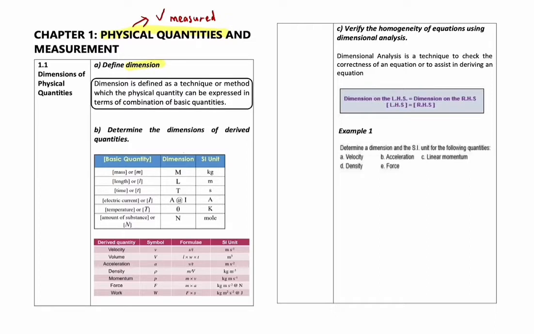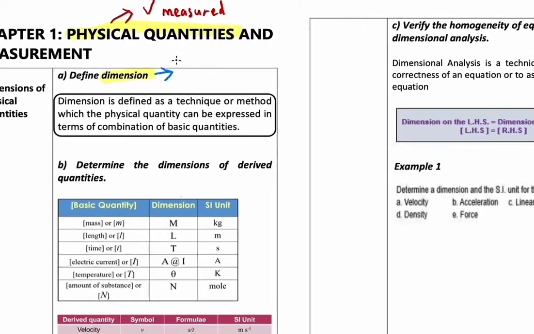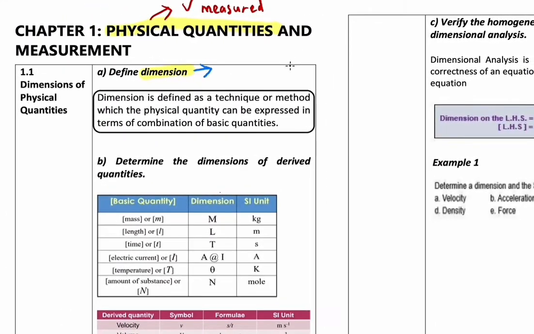define dimension. So what is dimension? Dimension is how we express a physical quantity. Okay, I want to zoom in a little. Dimension is how we express a physical quantity, that means how we express the measurement we've made.